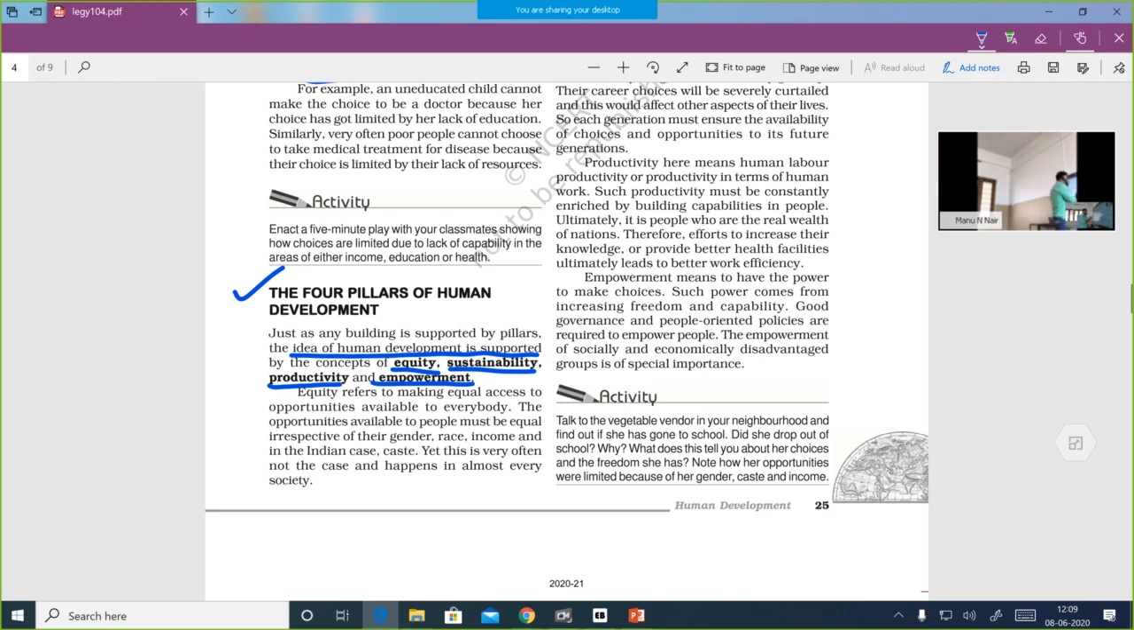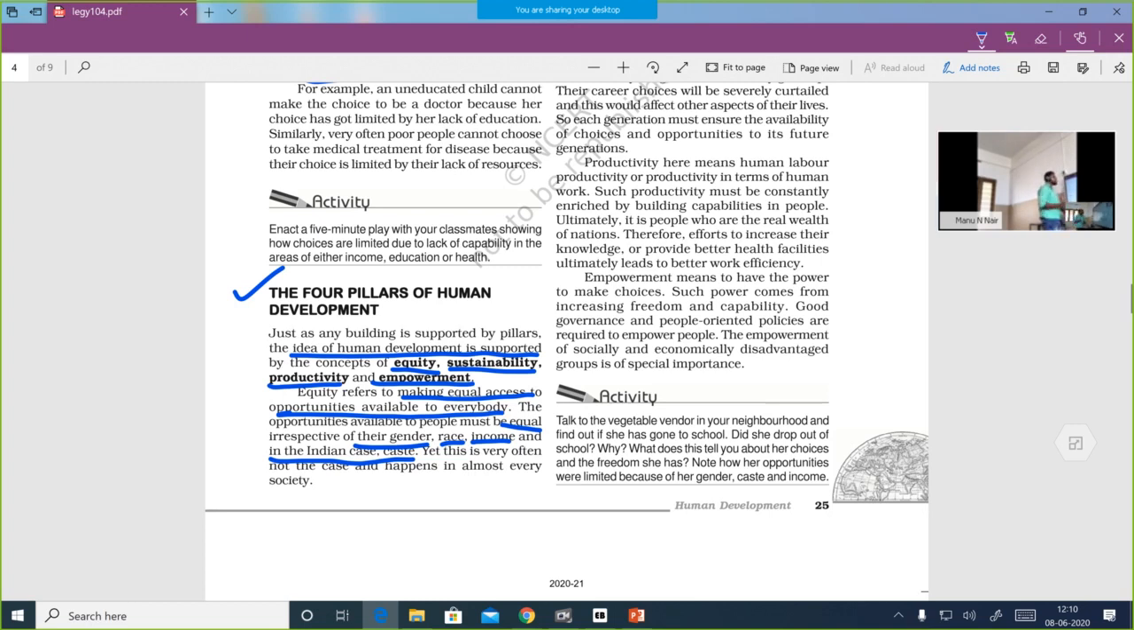So equity refers to making equal access to opportunities available to everybody. So what does equity mean? It refers to making equal access to opportunities available to everybody. The opportunities available to people must be equal, irrespective of their gender, race, income. In the Indian concept, it's caste. Yet this is very often not the case and happens in almost every society.